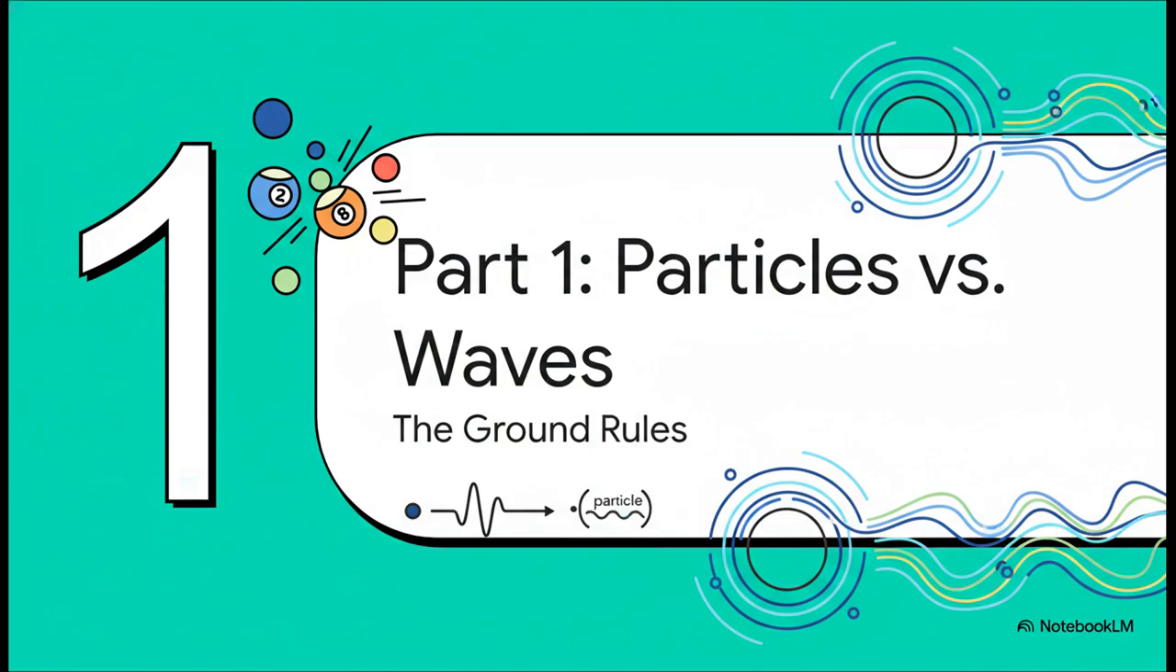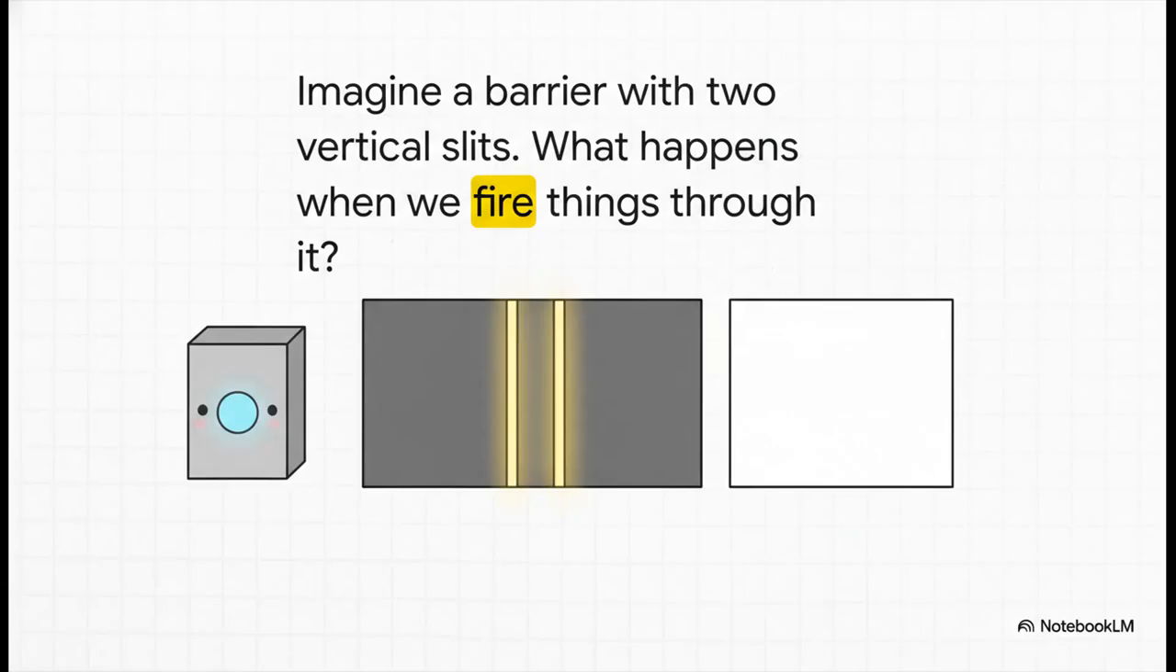In classical physics, things are pretty simple. They're either particles or they're waves. That's it. Now, the setup for this experiment is shockingly simple. You've got a source that shoots something, a barrier in the middle with two little parallel slits cut into it, and then a screen at the back that acts like a detector. The big question is simple. What kind of pattern is going to show up on that back screen?